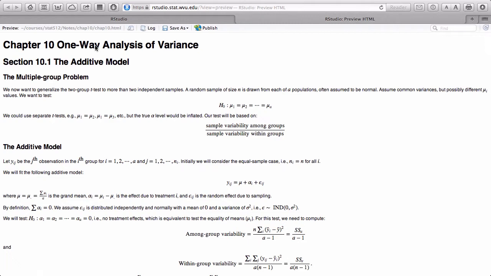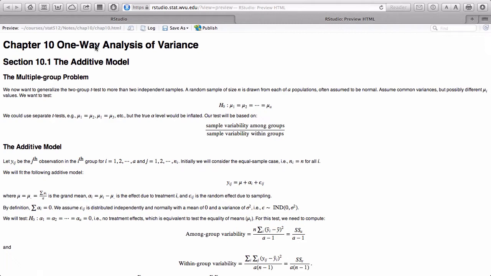Now, it turns out that we're just reparameterizing. So mu and alpha sub I are the parameters that specify the linear model. The epsilon sub I J is actually the only thing that's random. In other words, the groups are fixed. So if I have A groups, they are fixed. And it's the epsilon sub I J that is the noise in the system that's random.